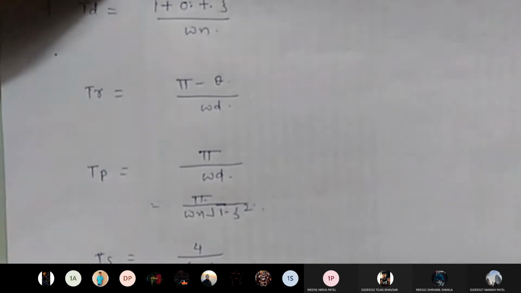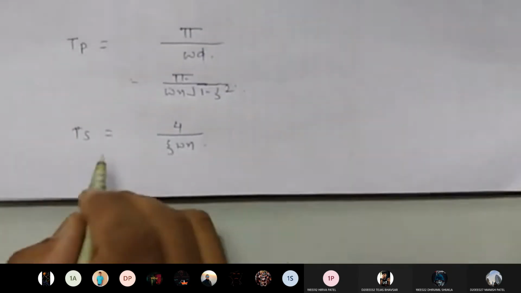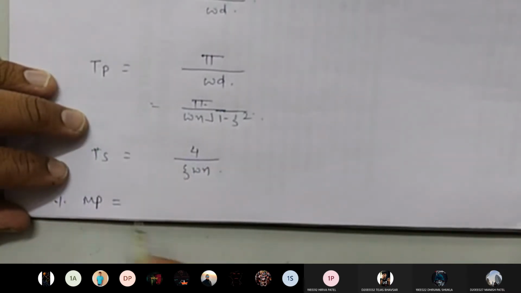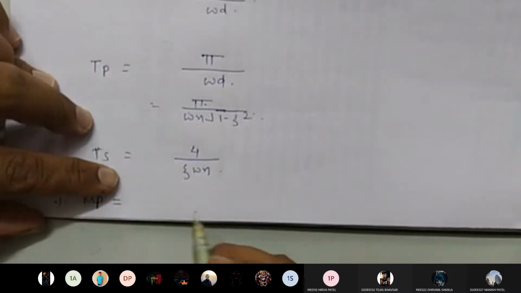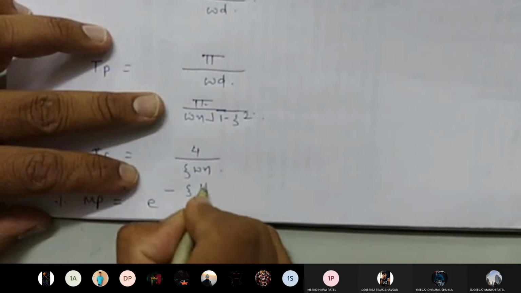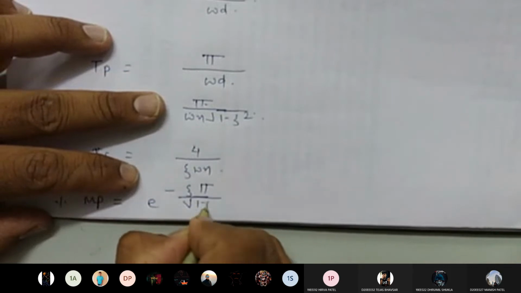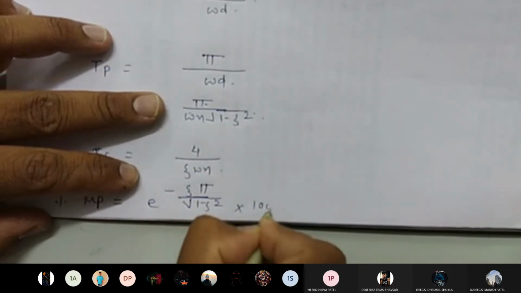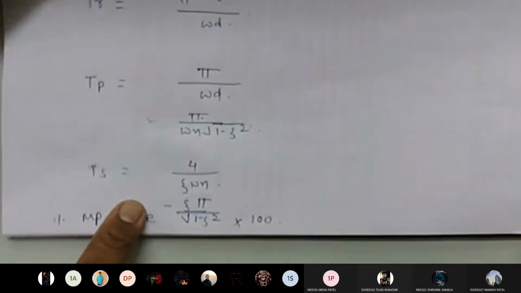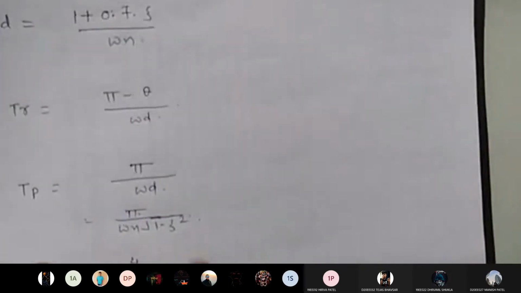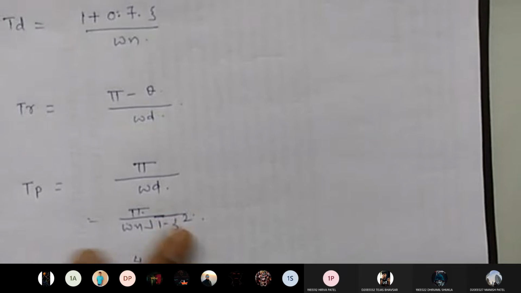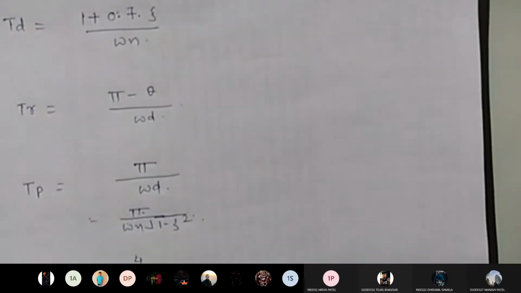Another one is the percentage MP. Maximum overshoot is always measured in terms of a percentage. So percentage MP is equal to e raised to minus zeta pi upon the square root of 1 minus zeta square, into 100. 100, because we want to measure in terms of a percentage. All these equations we will derive later, but for the moment, because it is necessary for the next tutorial's examples, you need to find out TD, TR, TP and TS.